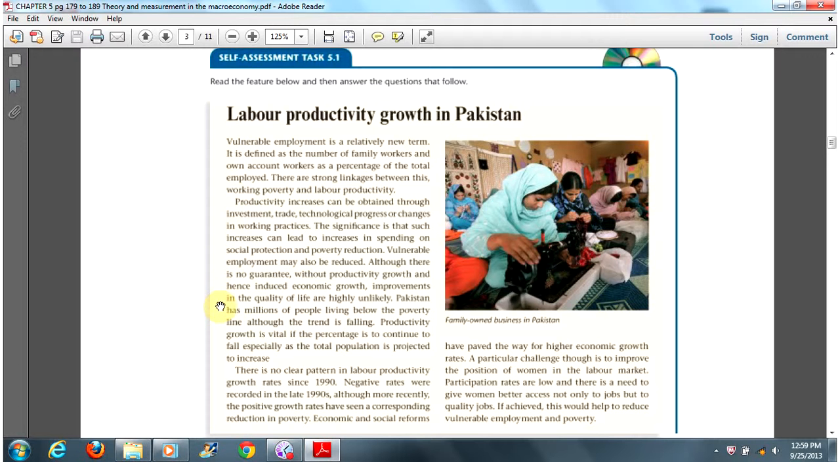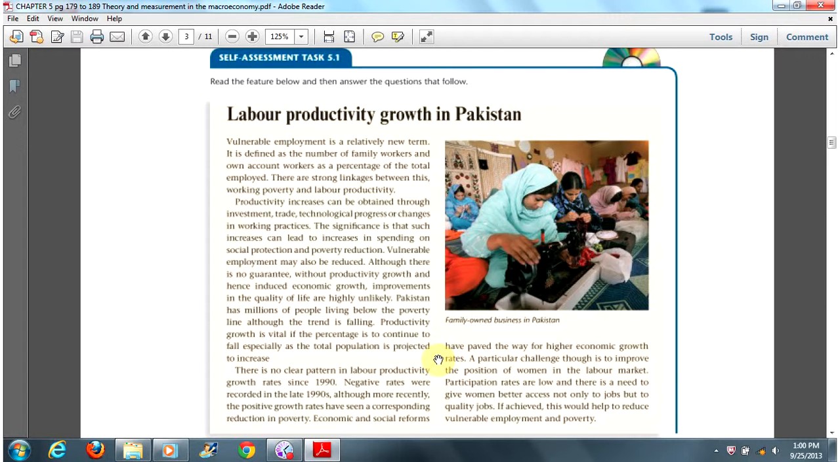Pakistan has millions of people living below the poverty line, although the trend is falling. Productivity growth is vital if the percentages continue to fall, especially as the total population is projected to increase. There is no clear pattern in labor productivity growth rates since 1990. Negative rates were recorded in the late 1990s, although more recently the positive growth rates have been matched by a corresponding reduction in poverty. Economic and social reforms have paved the way for higher economic growth rates.